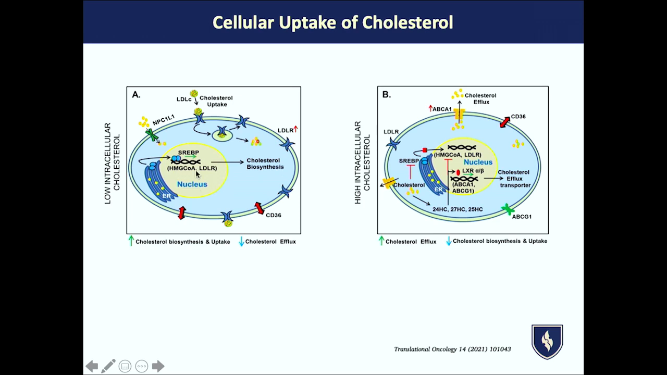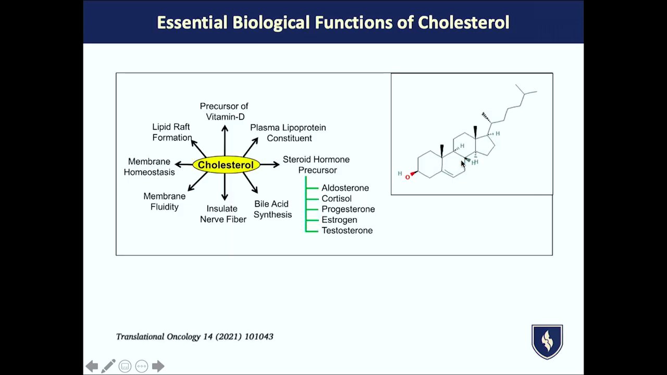You can see the HMG reductase pathway turning it on. And if there's no need for cholesterol biosynthesis within the cell, there's this SREBP protein messenger that doesn't allow LDL receptor uptake. So that's the normal response. Once cholesterol gets into the cell, it's used for steroid hormone precursors to make hormones. It's used for vitamin D formation, membrane homeostasis, membrane fluidity, and to insulate nerve fibers. So we have to get that cholesterol into the cells.